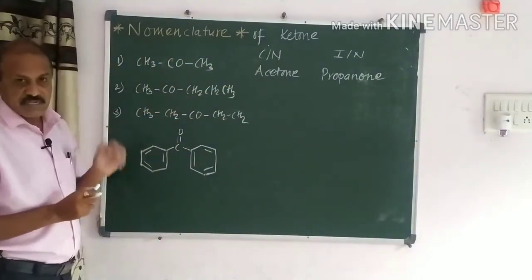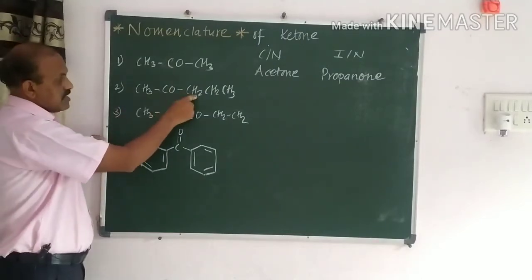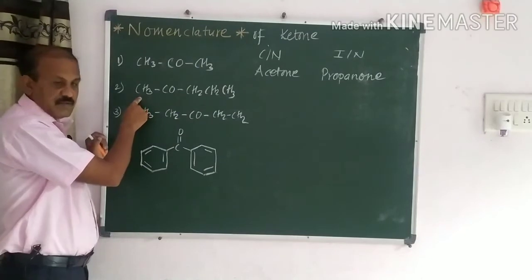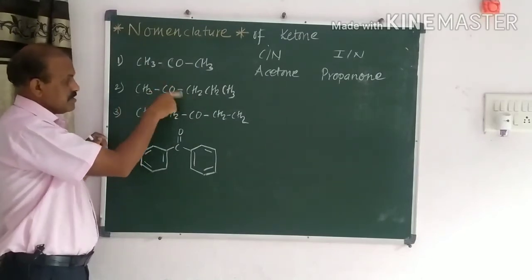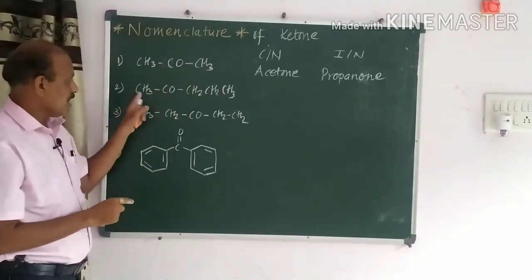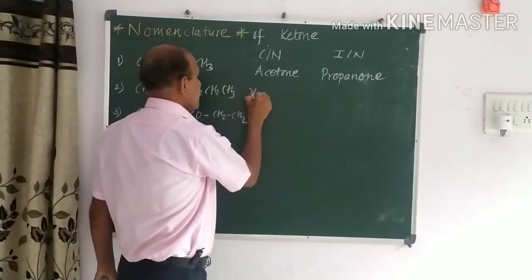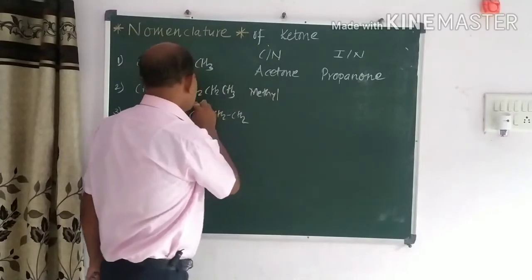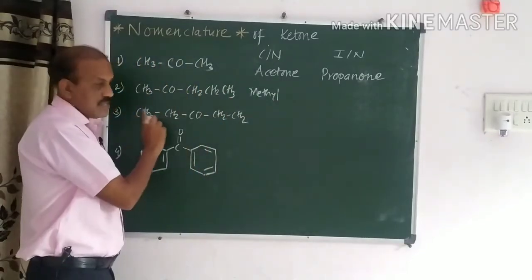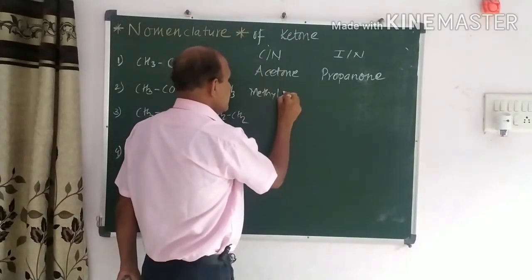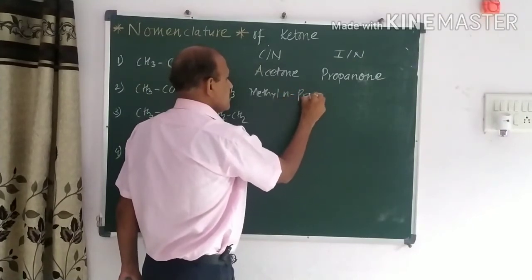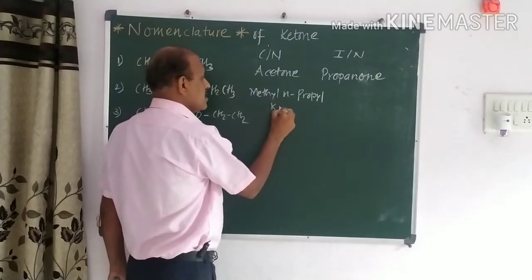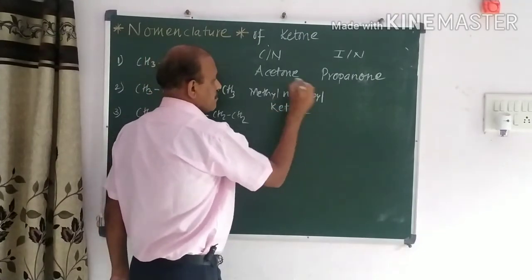Now we have to discuss just like this. Here there is a methyl and there is a propyl. So alphabetically M comes first and P comes later. So I can write just like this: methyl. Then here it is in the form of a chain, so I can write here methyl n-propyl ketone.